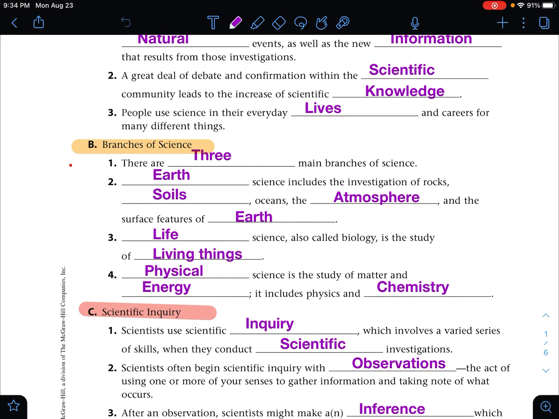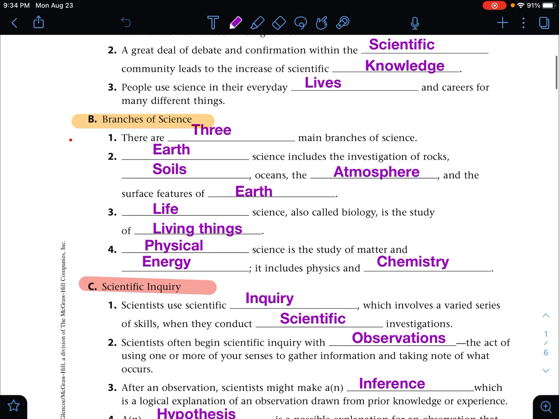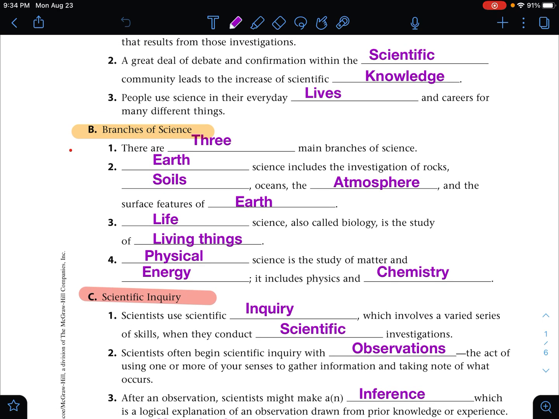Scientists use scientific inquiry, which involves a varied series of skills when they conduct scientific investigations. Scientists often begin scientific inquiry with observations, the act of using one or more of your senses to gather information and take note of what occurs. After an observation, scientists might make an inference, which is a logical explanation of an observation drawn from prior knowledge or experience. If you are not caught up with these words, pause this video.